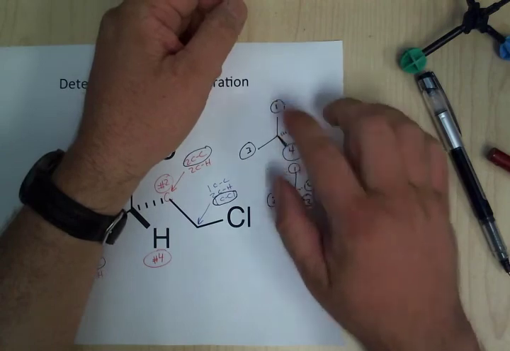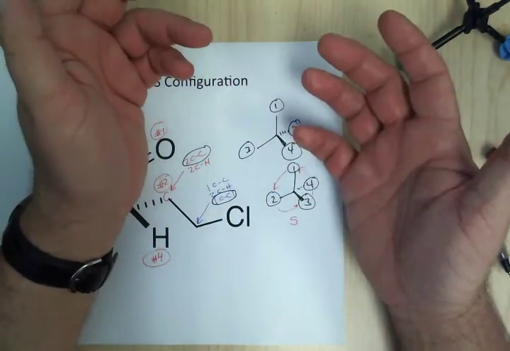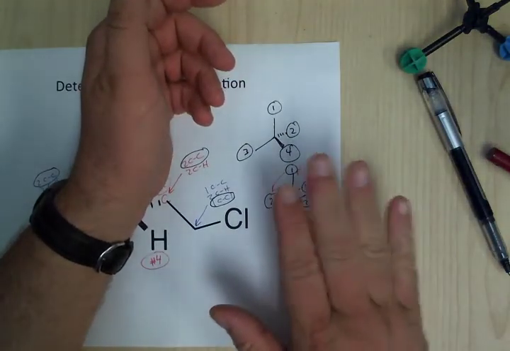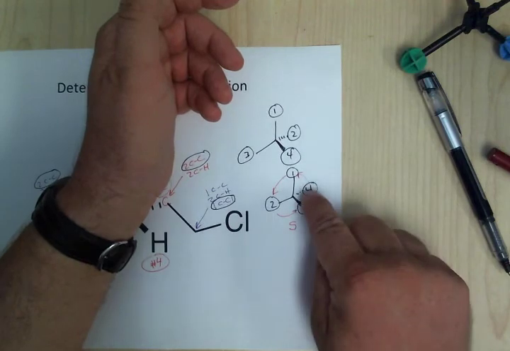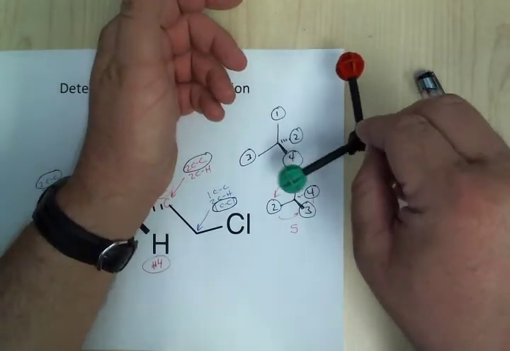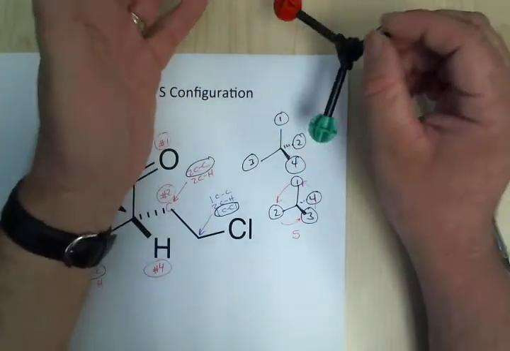The thumb method is a little bit more abstract, but the nice thing is you do not have to rotate the molecule. With the steering wheel method, you have to rotate it, and especially if you don't have a model kit available on your exam, doing that mentally can be a little challenging.